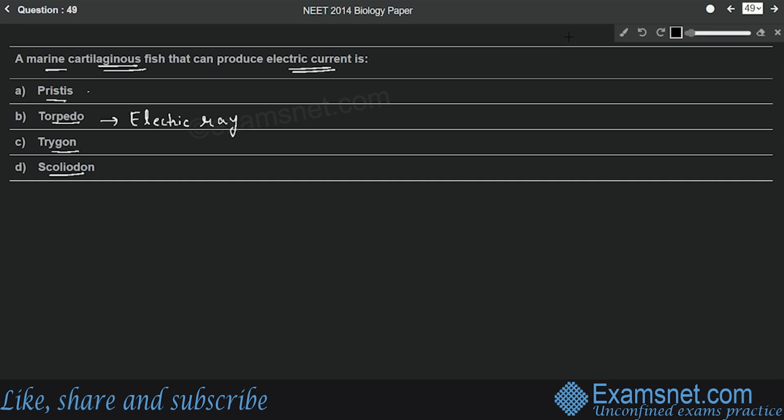Okay, Pristis is known as sawfish, Trigon is known as stingray, and Scoliodon is known as dogfish. Okay, so the correct answer is option number B, torpedo.